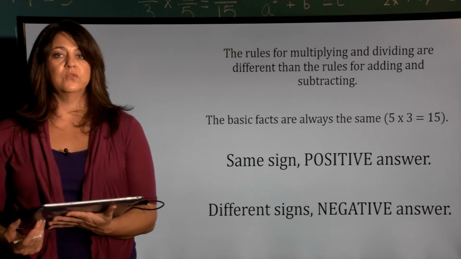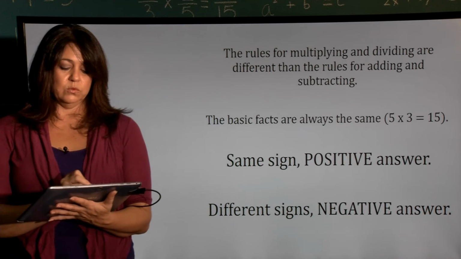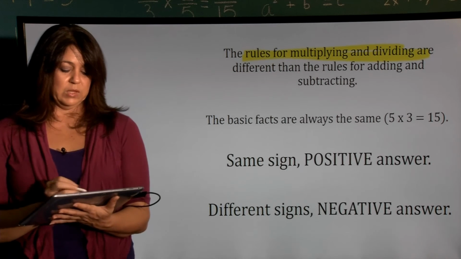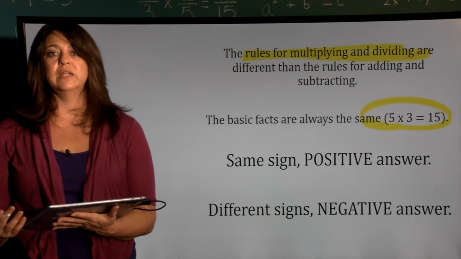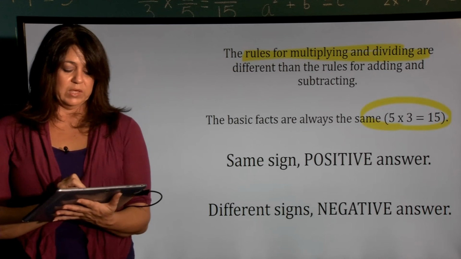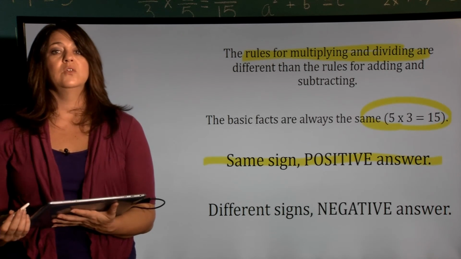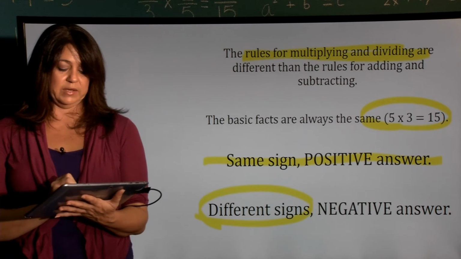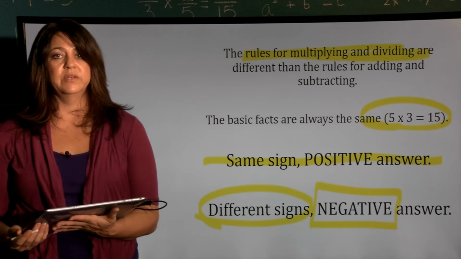You've already learned the rules for adding and subtracting integers. They are entirely different than the rules for multiplying and dividing, so keep them separate in your mind. Remember that your basic facts are never going to change, so you're not learning any new multiplication or division. This is what you're learning. If you have the same sign, either positive or negative, you will have a positive answer. And anytime you have different signs, one positive and one negative, then you will have a negative answer.